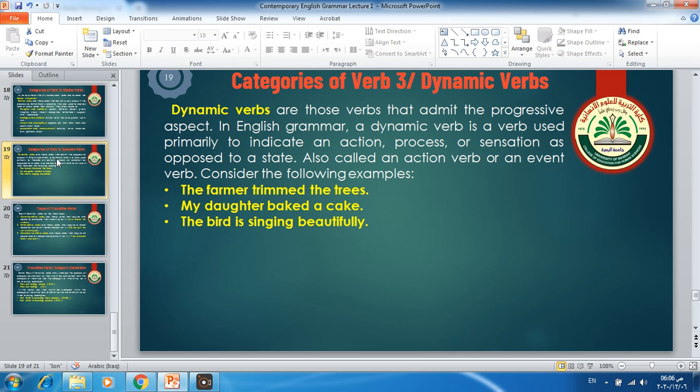The bird is singing beautifully, and you see that the verb here is used in the present progressive, so it is accepting the dynamic state of the verb.